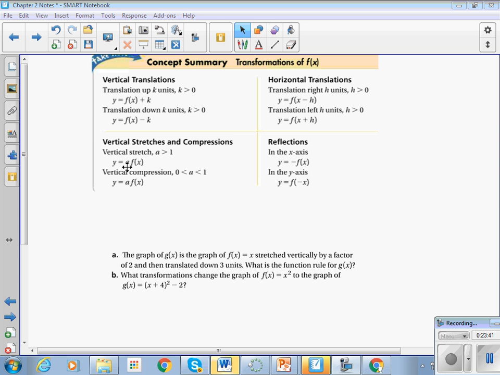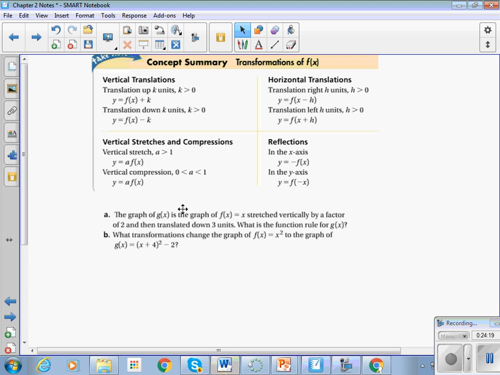To stretch it vertically, we take a number that's bigger than 1 and multiply it by our entire function. To compress it vertically, we take our entire function and multiply it by a number that's between 0 and 1. To reflect it across the x-axis, we take our entire function and multiply it by -1. To reflect it across the y-axis, we take the x value in our function and replace it with -x.